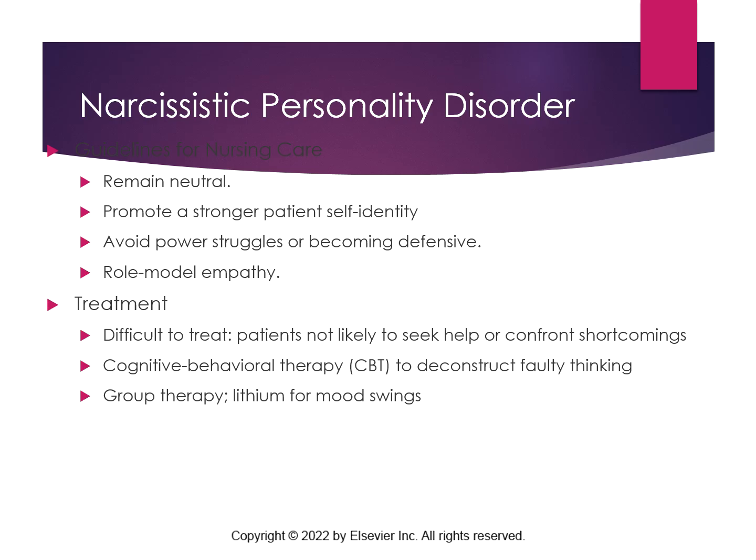So the guidelines for nursing care include remaining neutral, promoting a stronger patient self-identity, avoiding power struggles or becoming defensive, and role modeling empathy for these individuals. They are difficult to treat. The patients are not likely to seek help or confront shortcomings because they do not think that they have a problem. They just see this as being normal.